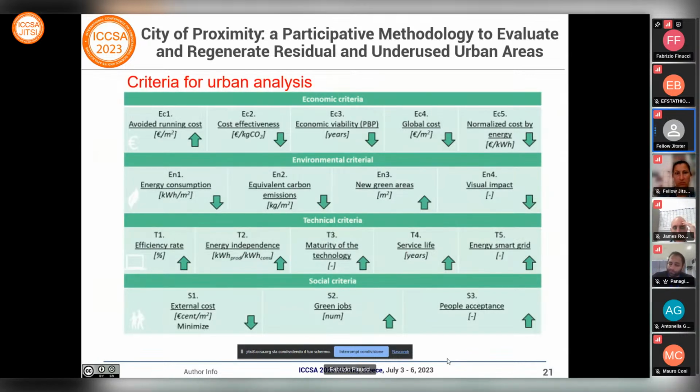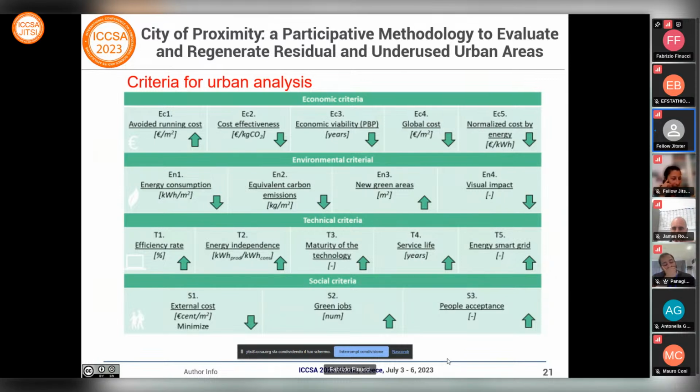Now, in the next slide, we can see some of the criteria generally used in the multi-criteria analysis to evaluate urban regeneration actions. They are divided in 4 main groups, as you can see: economic criteria, environmental criteria, technical criteria, and social criteria. And for each criterion the unit of measurement is defined.